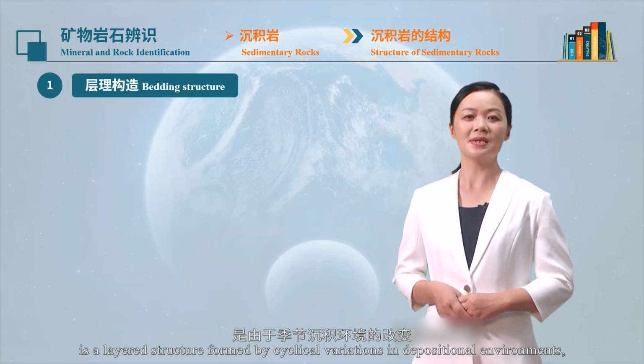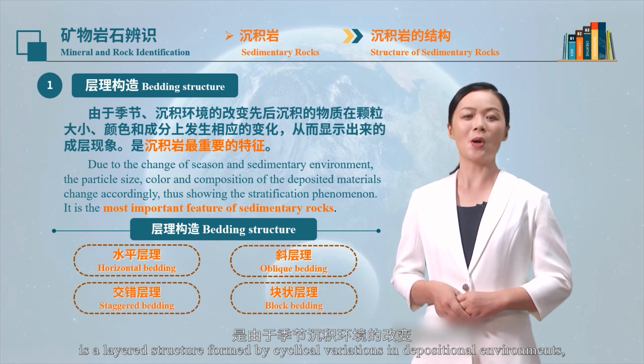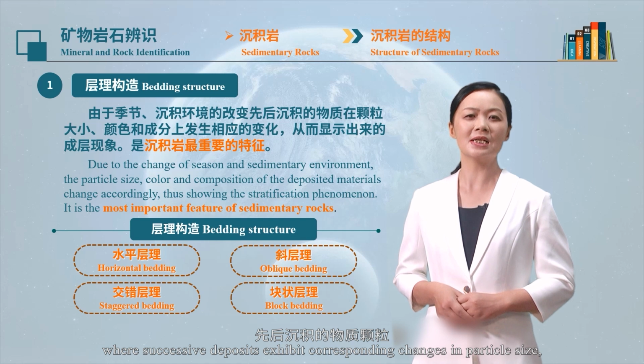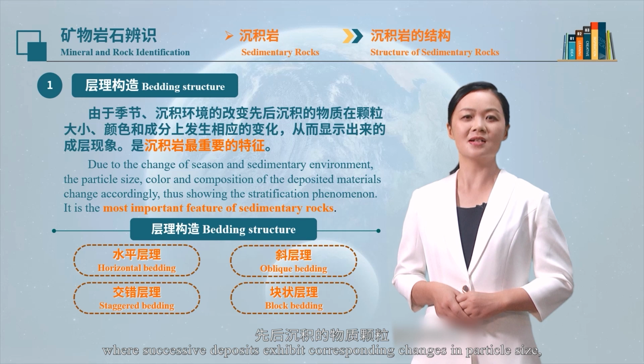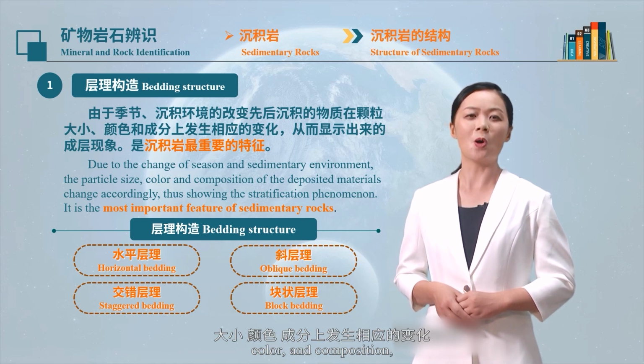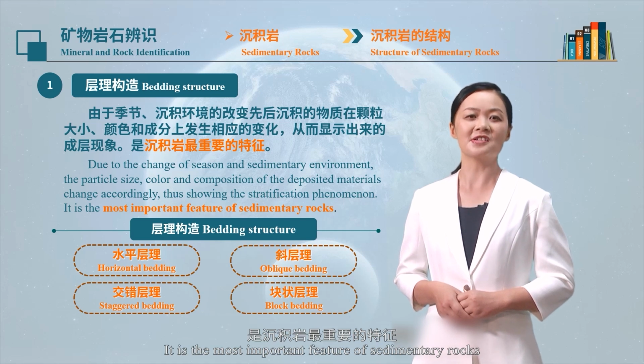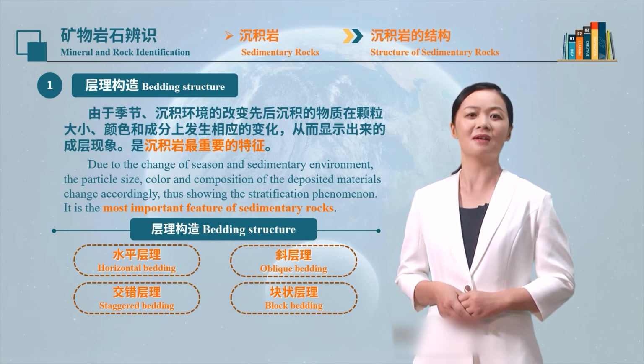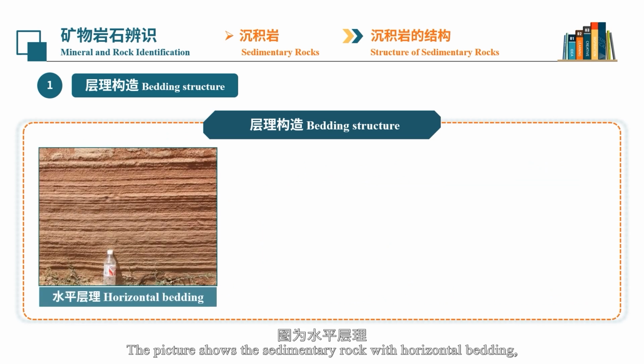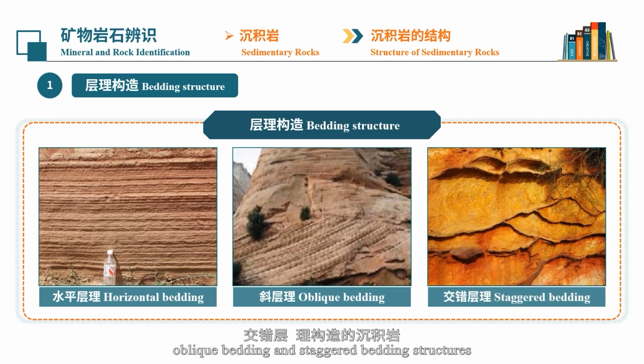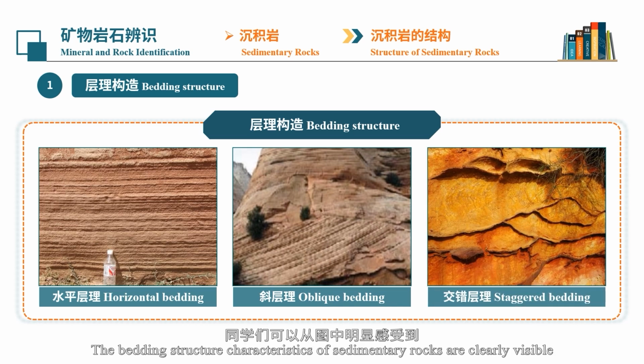The bedding structure is a layered structure formed by cyclical variations in depositional environments, where successive deposits exhibit corresponding changes in particle size, color, and composition, resulting in visible stratification. It is the most important feature of sedimentary rocks. The picture shows the sedimentary rock with horizontal bedding, oblique bedding, and staggered bedding structures. The bedding structure characteristics of sedimentary rocks are clearly visible.